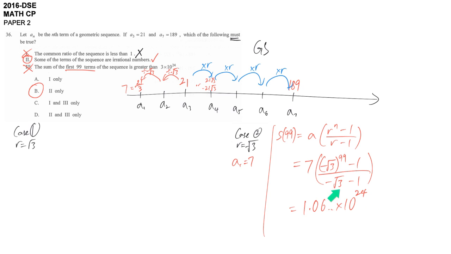If we find this value is greater than 3 times 10 to the power of 24, then this case should be larger, because all the terms here are positive. So you don't need to calculate this. If we are asking for the minimum value, this one must be smaller. It saves some of your time.